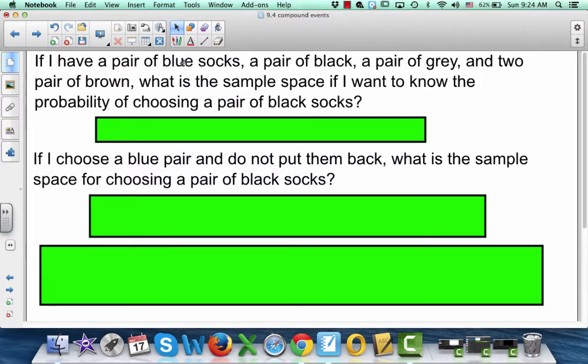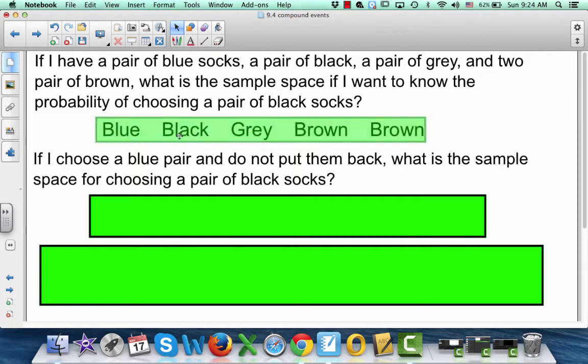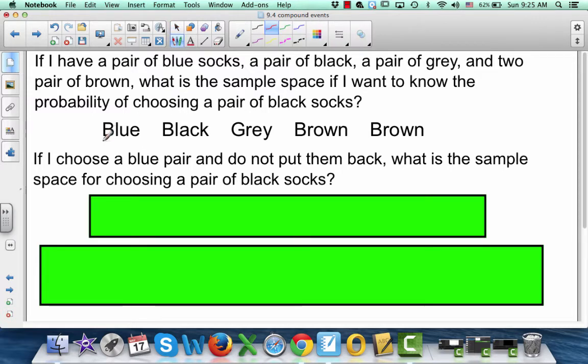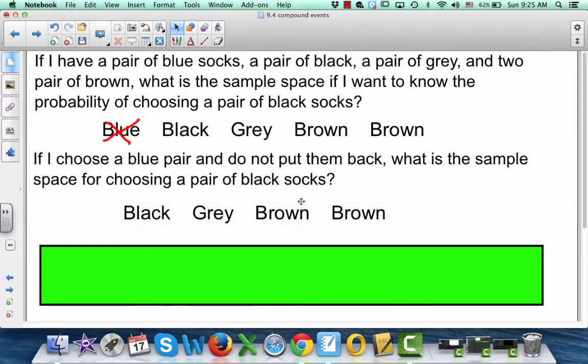If I have a pair of blue socks, a pair of black socks, a pair of gray socks, and two pair of brown, what is the sample space if I want to know the probability of choosing a pair of black socks? Well, you would just list them all: blue, black, gray, brown, and brown. If I choose a blue pair and do not put them back, what is the sample space for choosing a pair of black socks? Well, the blue pair won't be there the second time, so I'll just have black, gray, brown, and brown to choose from.